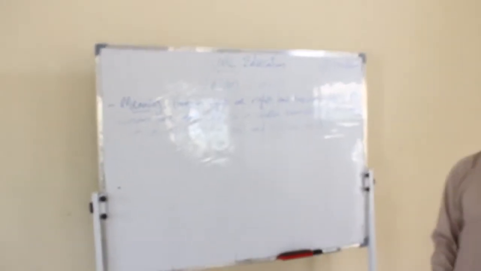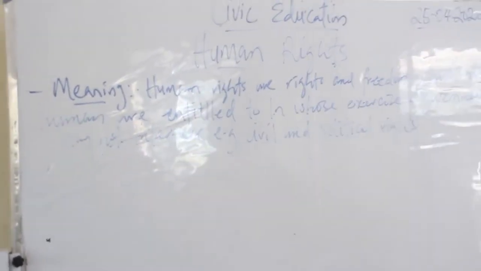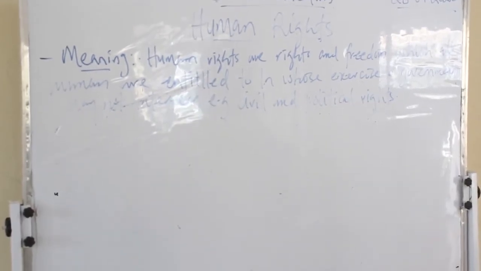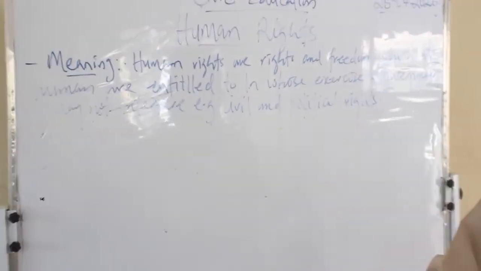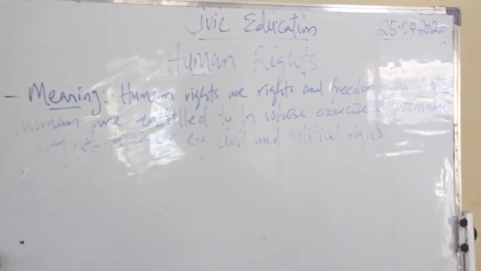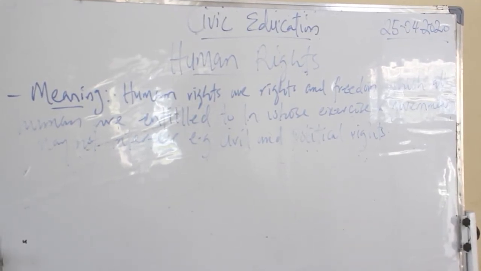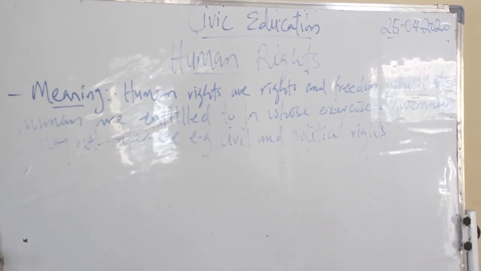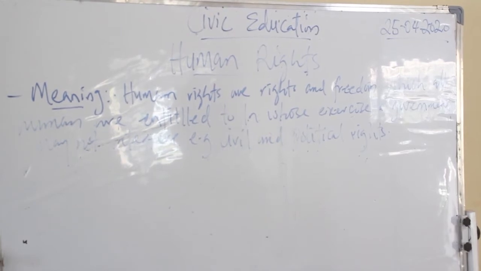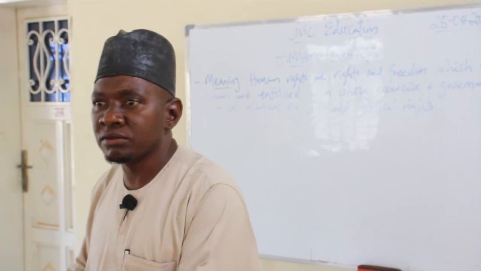For example, civil and political rights. When we say civil and political rights, the civil rights are those rights that a human being or a citizen is entitled to within his community or society or his country. For example, the right to vote and be voted for. Every citizen of a particular country has a right to vote or what? Be voted for. Or to own property, or freedom of expression. All these are civil and political rights.